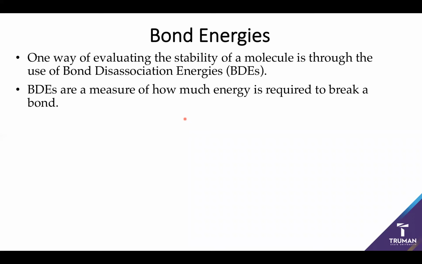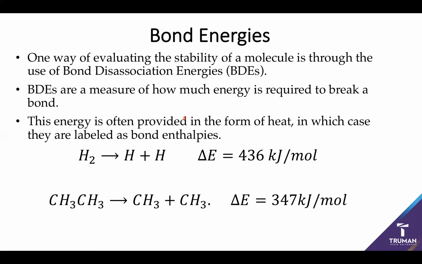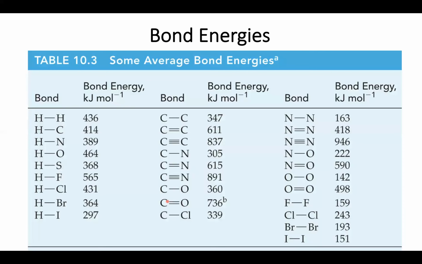So oftentimes we provide this energy in the form of heat, in which case these are often labeled as bond enthalpies. So for example, it takes about 440 kilojoules to break apart a mole of hydrogen-hydrogen bonds. However, if I'm looking at carbon-carbon bonds, it can be a little bit less, as I can take something like ethane and break it apart into 2 methyl groups. And we can use these metrics to evaluate the stability of various molecular bonds.